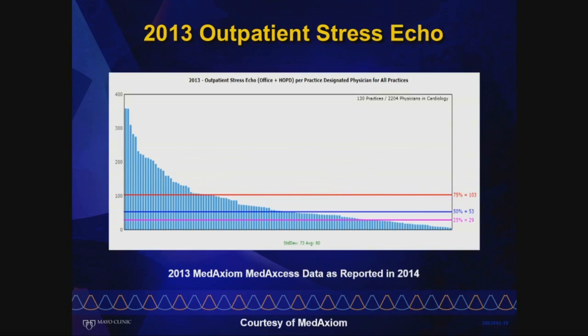deeper into the data. Now, when we're looking at a little bit higher level, let's look at outpatient stress echo numbers. And this data is courtesy of MedAxiom. There were 130 practices that pooled their data and looked at this, over 2,200 physicians. And they're able to look at outpatient stress echo per physician for all the practices. So I'm able to look at this and say, okay, I'm here at about the 75th percentile. Great. That lets me know where I am. It doesn't tell me what the different practices are, if there's regional differences in the practices or anything like that. So again, this is good initial information, but you often need to dig deeper when you're benchmarking.